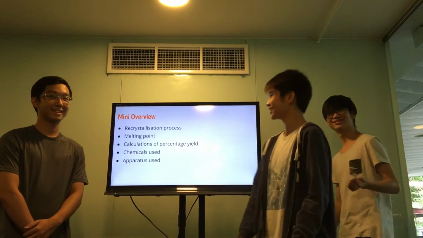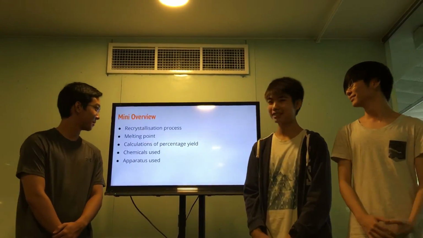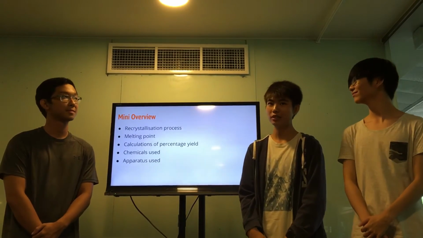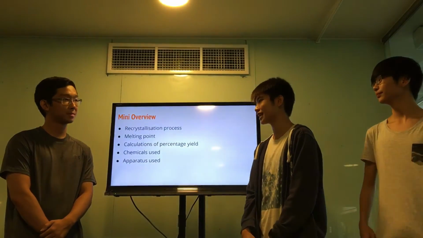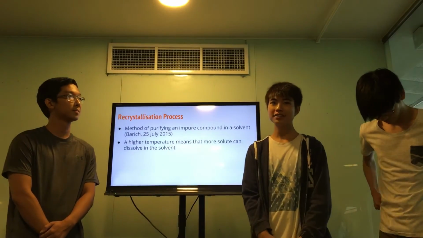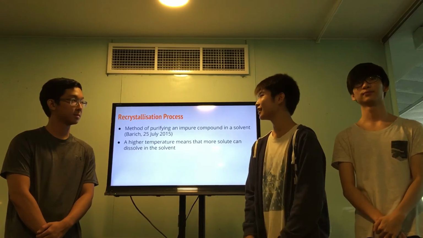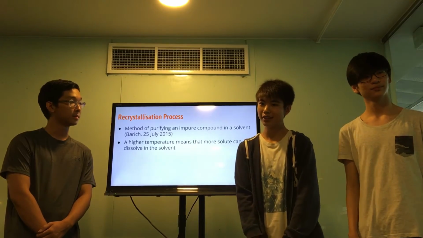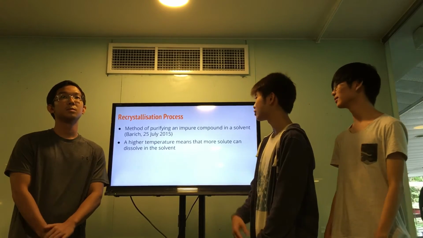Thanks, Hunter. Okay, so I'll be talking about the recrystallization process, the melting point, calculations of a percentage yield of aspirin in this experiment, the chemicals used in the experiment, and the apparatus used in the experiment. Okay, so first I'll be talking about the recrystallization process. So what is recrystallization? Regardless of whether it's about this experiment, it is a method of purifying an impure compound in a solvent.